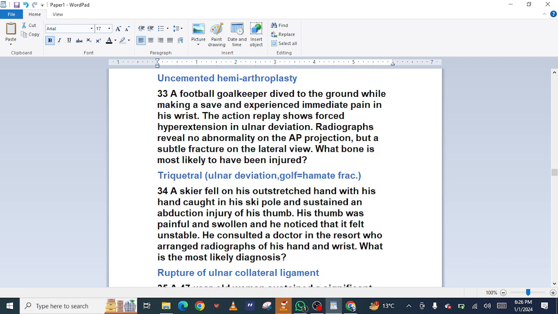The action replay shows forced hyperextension in ulnar deviation. Radiographs reveal no abnormality on the AP projection, but a subtle fracture on the lateral view. What bone is most likely to have been injured? Triquetrum. 34. A skier fell on his outstretched hand with his hand caught in his ski pole and sustained an abduction injury of his thumb.